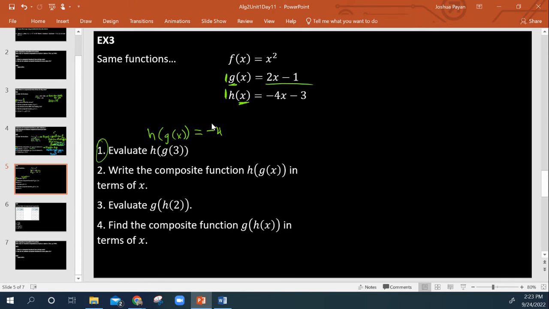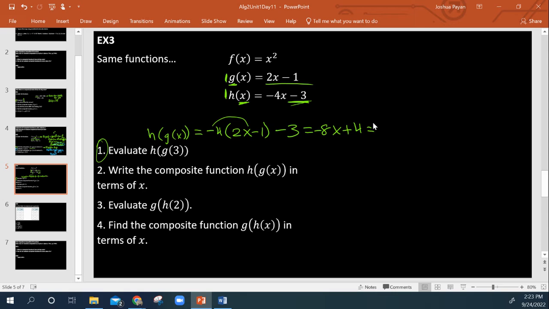So that's negative 4 times g of x now, right? And then, of course, we continue, minus 3. So I'm going to distribute, and that should be a negative 8x, because this is negative 4 times 2x. That gives me a negative 8x. And then negative 4 times negative 1 gives me a positive 4 here.